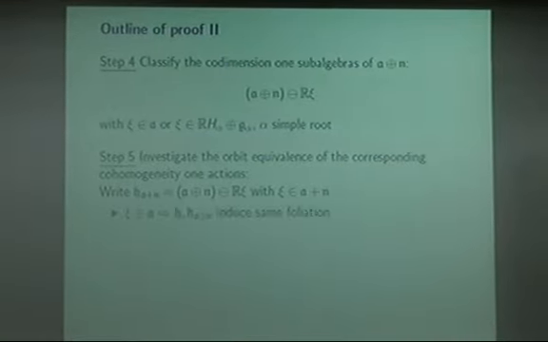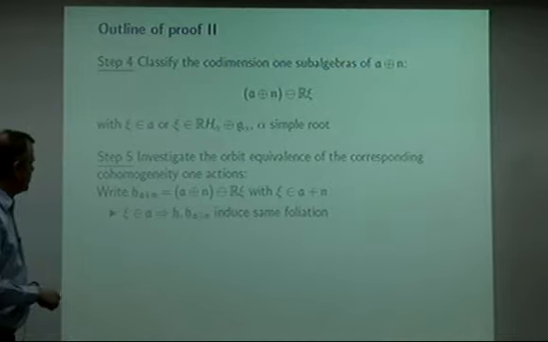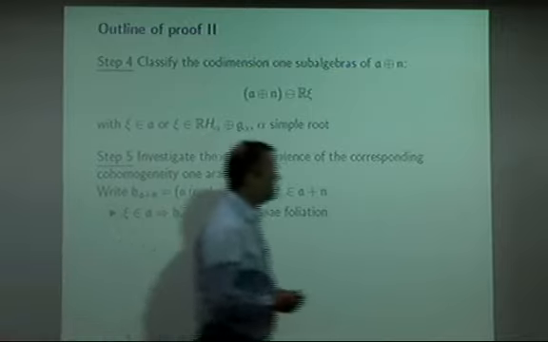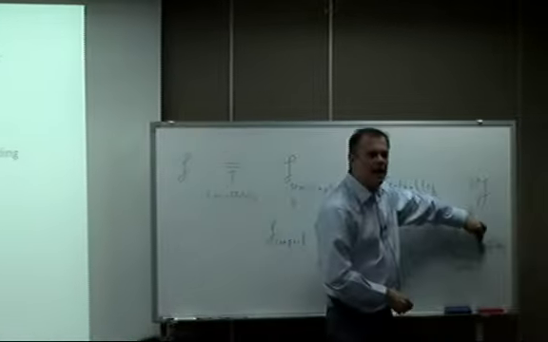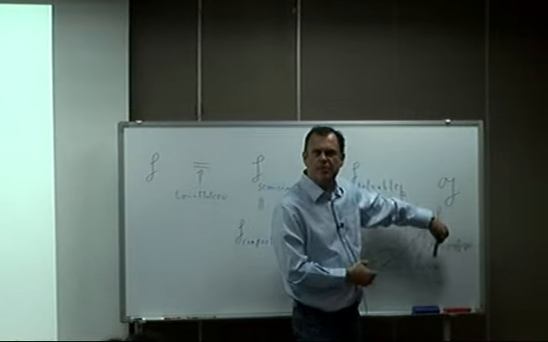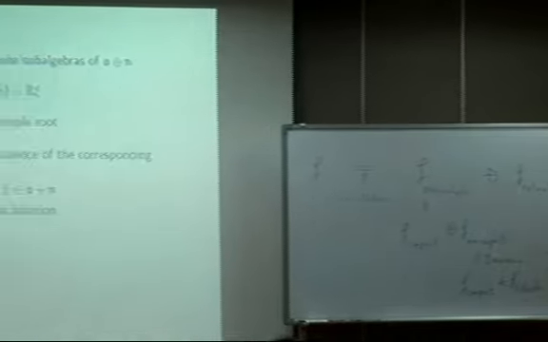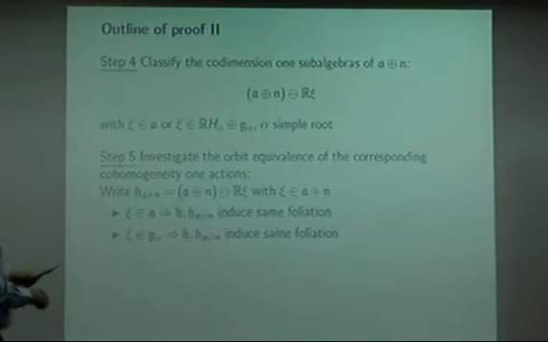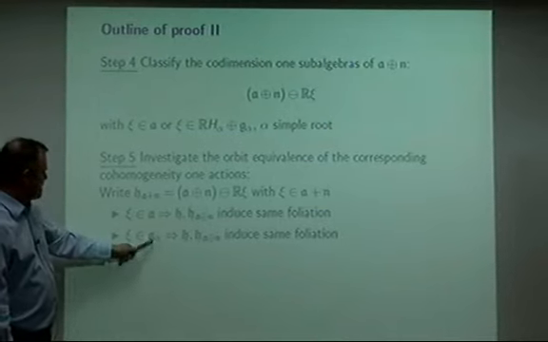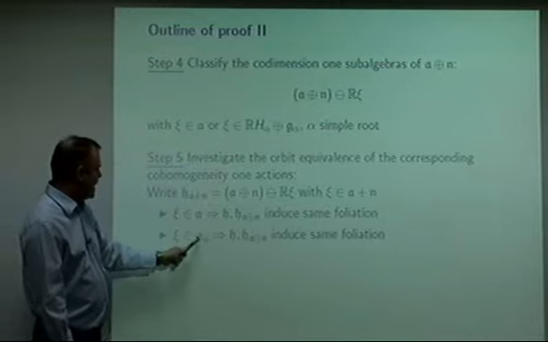So we've got this subalgebra. In the first case, when psi is in A, one can show that we get really the same foliation from this group and the group where we project onto A plus n. It's really the same foliation. That's very nice. And the same happens when psi is in the corresponding root space, the root space corresponding to the simple root alpha.